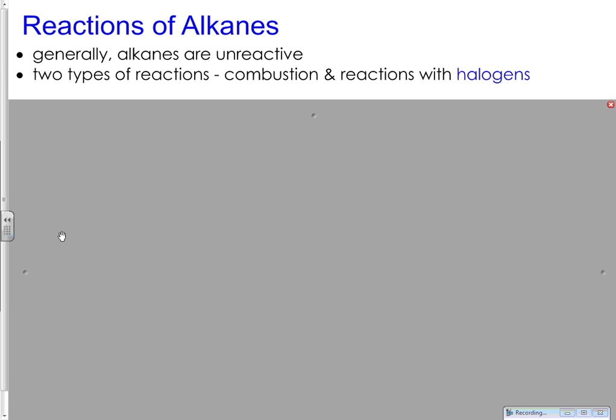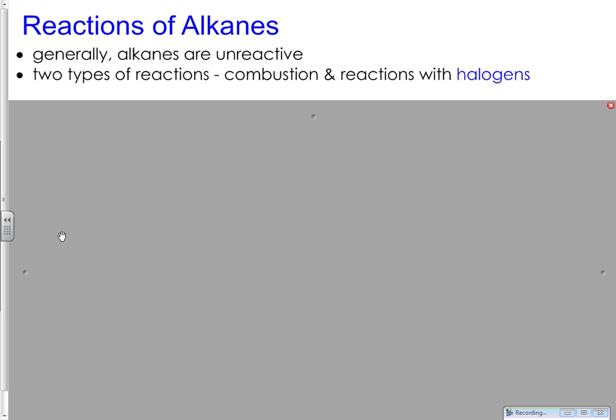You guys might remember that alkanes are hydrocarbons. So they contain all single bonds, carbon and hydrogen only. And generally speaking, they're pretty unreactive. They do, however, undergo two major types of reactions. The first one you learned last year, where they are fuels and they undergo combustion reactions. The second type is a reaction with halogens.